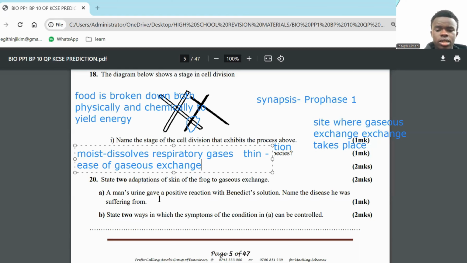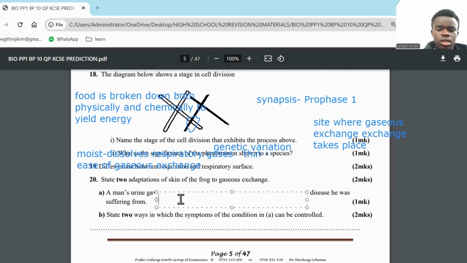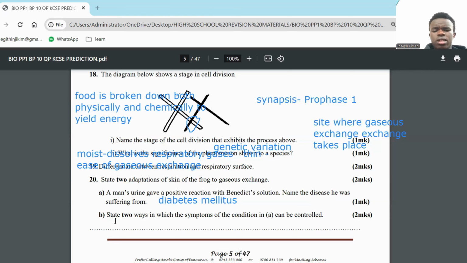That condition now will be diabetes mellitus. So let's write it here. Diabetes mellitus. That is the condition that you'll be suffering from. And now he has been told to state two ways in which the symptoms of the condition can be controlled. So first of all, why do you think you are excreting a lot of glucose in the first place? It's because maybe you've been absorbing a lot of glucose, taking a lot of glucose into your body. Foods contain a lot of glucose.